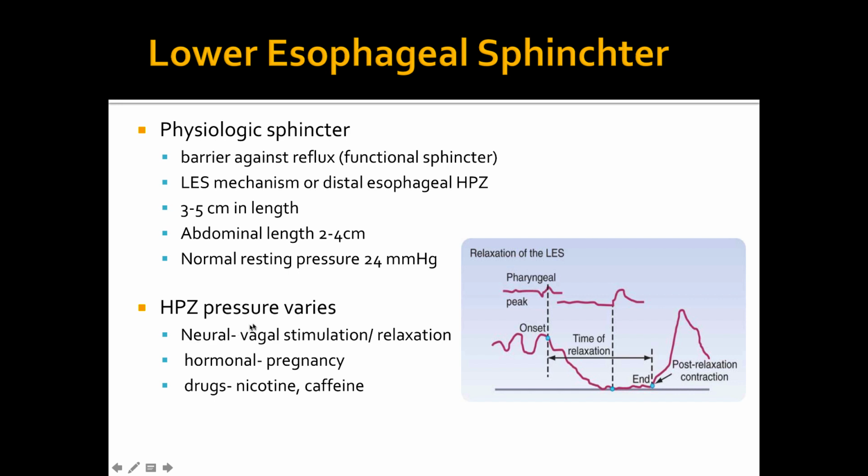So this high pressure zone varies. It's basically a parasympathetic stimulation that causes relaxation. In pregnant patients, the hormonal changes will cause decreased pressure in this lower esophageal sphincter region, causing more reflux. Nicotine, caffeine, red wine, etc. will exacerbate reflux. So these are some of the triggers that patients might present with.